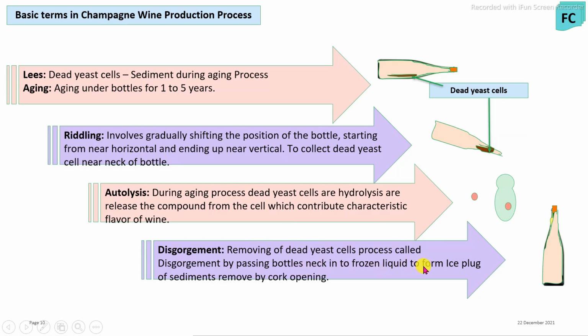Then disgorgement. That means the dead yeast cells are removed by passing the bottle neck into the frozen liquid to form the ice plug, and this sediment is removed, followed by the addition of dosing with sugar syrup and the corking process, which is called disgorgement. These are the basic terms in the champagne wine production process.